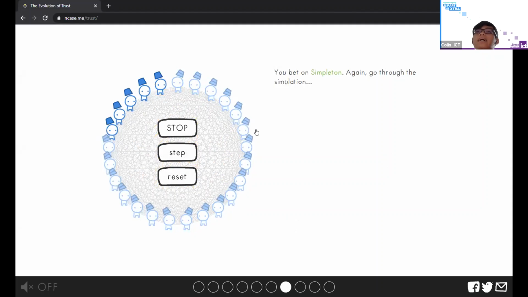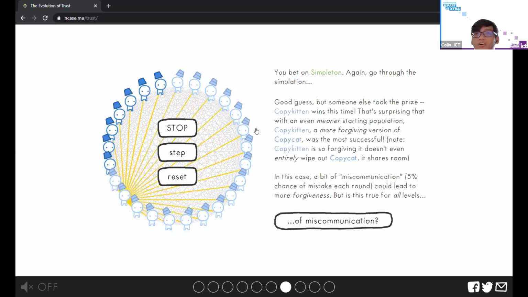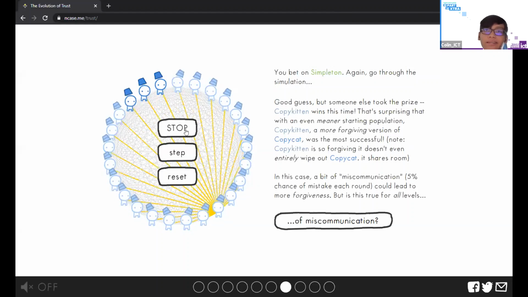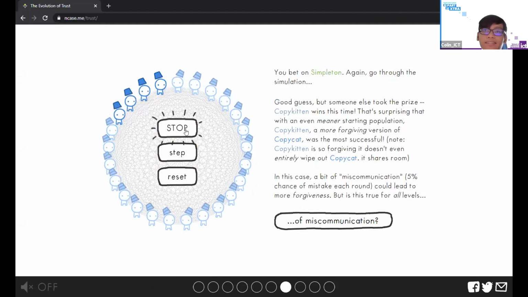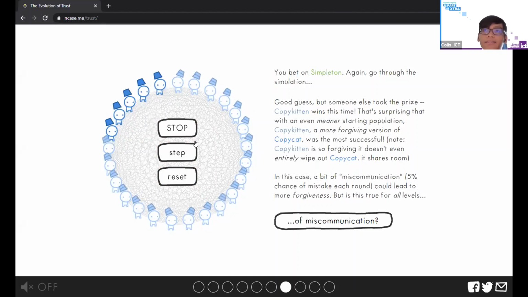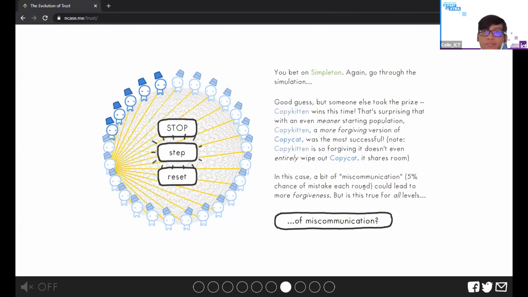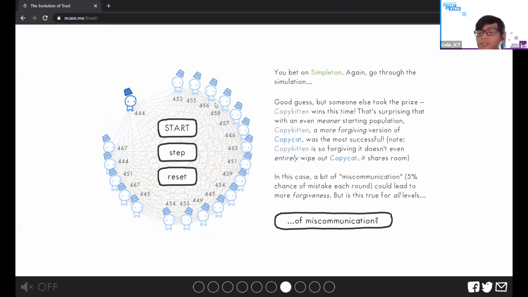So the reason is that copykitten is a more forgiving version of copycat and was the most successful in the end. Because copykitten is so forgiving, it doesn't entirely wipe out copycat, because it still cooperates with them. Hence, in a bit of miscommunication, it could lead to more forgiveness. If you remember, copykitten will only cheat back if it's been cheated twice. So this is the rule of copykitten, and it wins in this model.